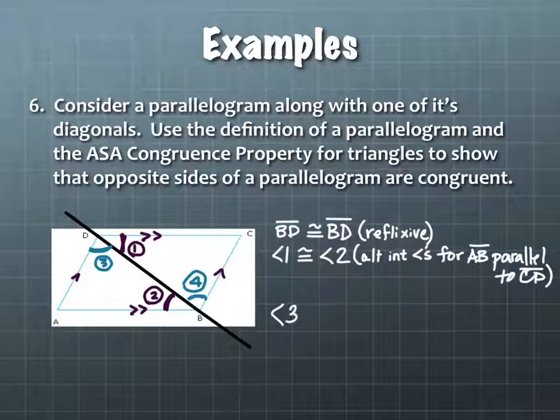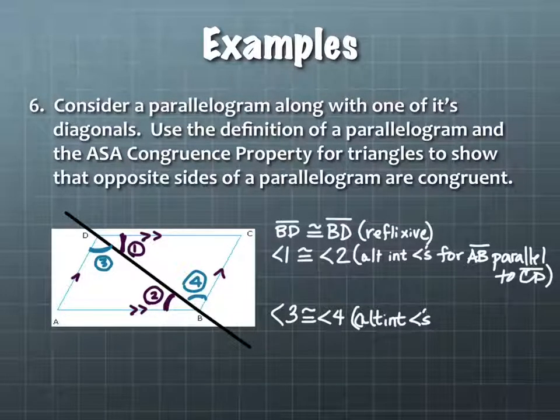And then angle 3 is congruent to angle 4. They're also alternate interior. But for which sides? Which sides are they actually along in terms of parallel lines? DA and CB.